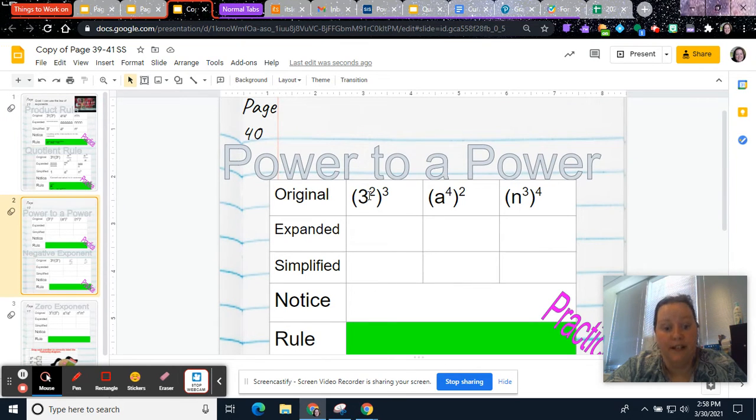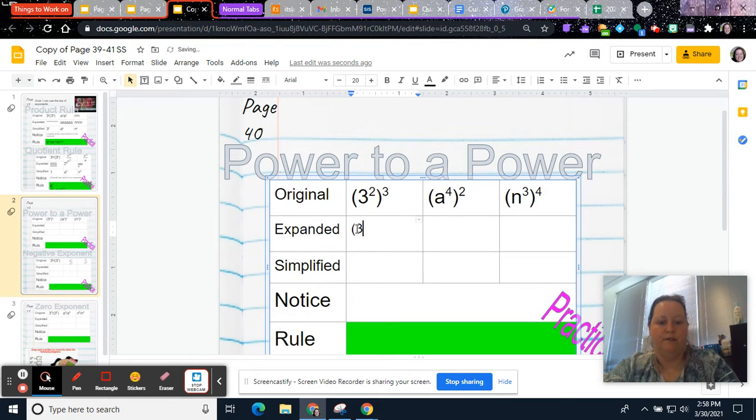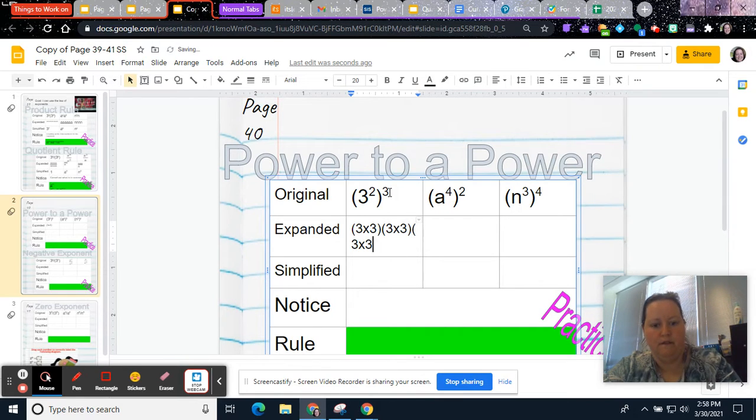What this is saying is 3 squared to the 3rd power. And so if we were to write that out, there's what 3 squared looks like. I need to do that 3 times. And so I have 3 squared times 3 squared times 3 squared. So when I go to simplify that, how many times am I multiplying 3 by itself? 1, 2, 3, 4, 5, 6. So I'm multiplying it 6 times. So this would be 3 to the 6th power.